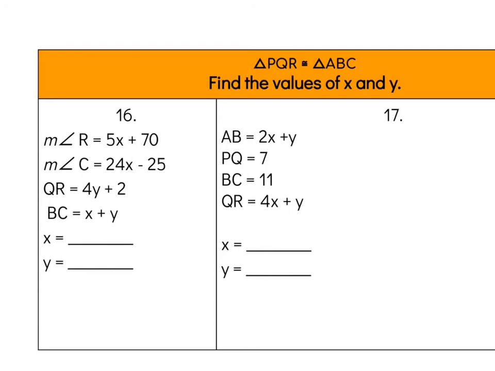Okay, and in 16 and 17, you need to find the values of x and y. Triangle PQR is congruent to triangle ABC. So once again, at this point, I would pause the video, draw out your triangles, and then solve for x and y in number 16 and in number 17.